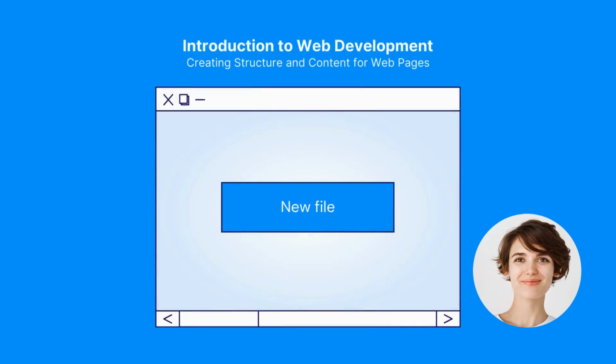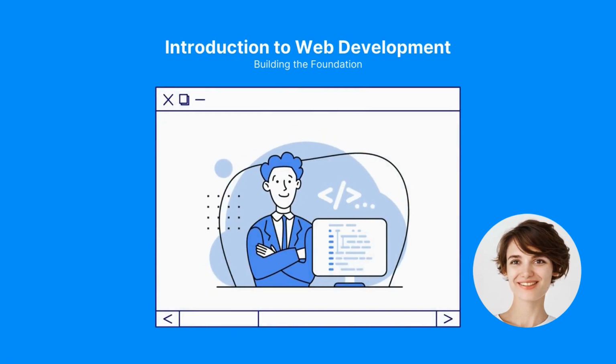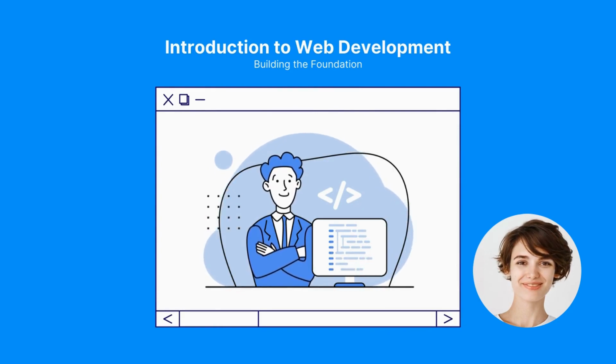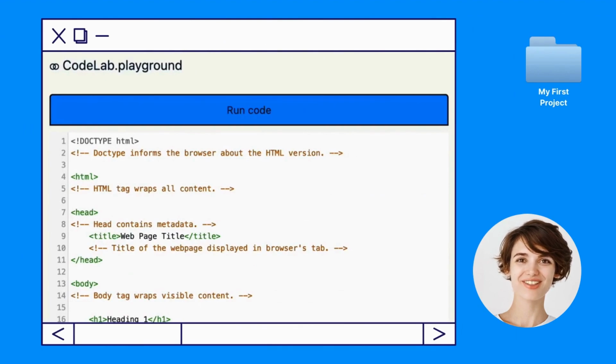HTML, or Hypertext Markup Language, allows us to define the structure and content of a web page. It consists of various tags that give meaning to the content and help browsers render it correctly. Let's start by setting up the basic structure of an HTML document. Every HTML page should have the doctype declaration, followed by the HTML, head, and body tags.